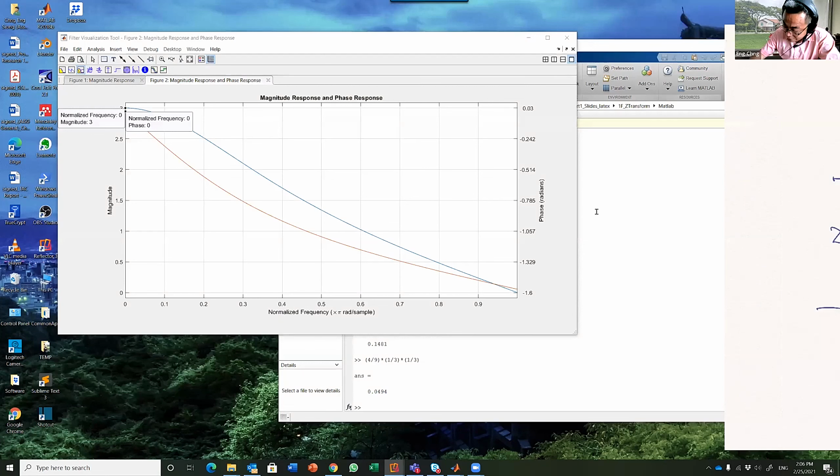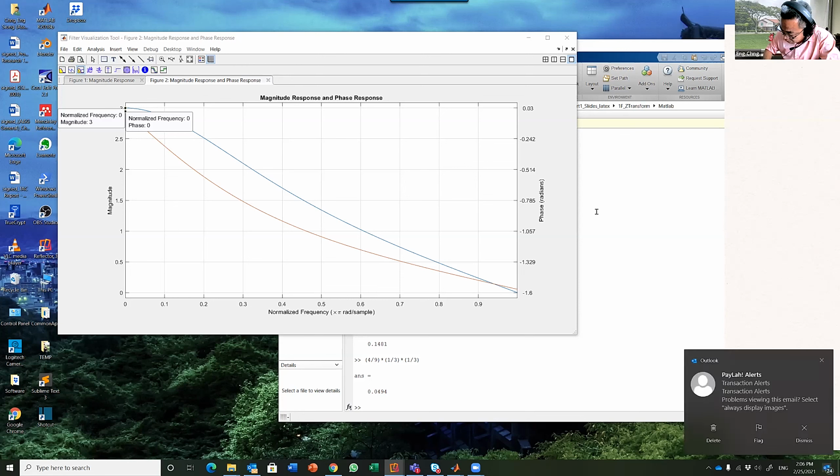Cool. Okay, let's try one more. 0.25 pi. So H of e^(j omega) at omega equals 0.25 pi. And then how do I substitute? It's (1 e^(j0.25pi) plus 1) divided by (1 e^(j0.25pi) minus 1/3).